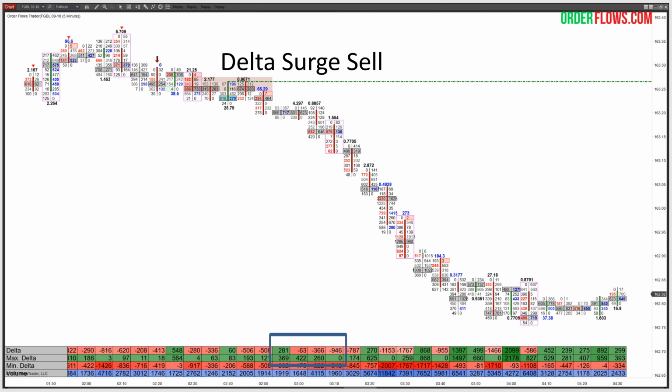Again, delta surge. This is a 5-minute chart here. You can see it: positive 281, minus 63, minus 366, minus 946. You're talking about a move from the 163.10 area down into the 162.80 area in the Bunds. It's a move with no pullback back up here to retrace this area before the market sells off. It's just straight down. Those are the trades that you like to get as a trader.